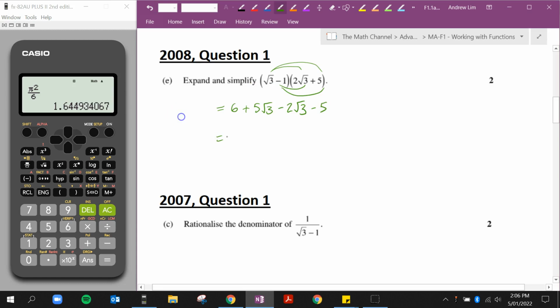Alright, let's collect our like terms. 6 minus 5 is 1. 5 root 3 minus 2 root 3 is 3 root 3.